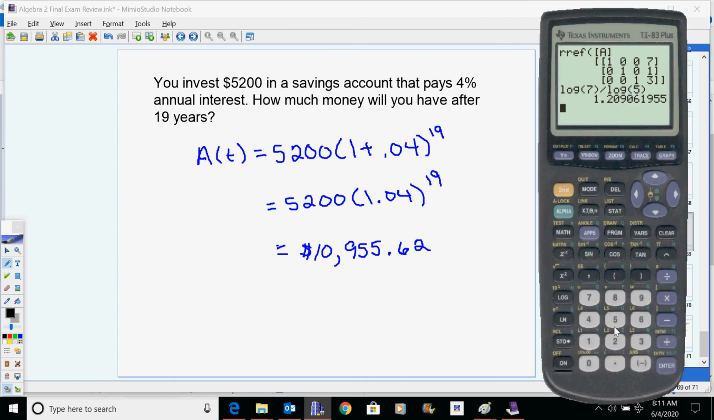Be careful. We want 5,200 times 1.04 caret 19th power. And that gives you your $10,955.62. 5 and up rounds up.